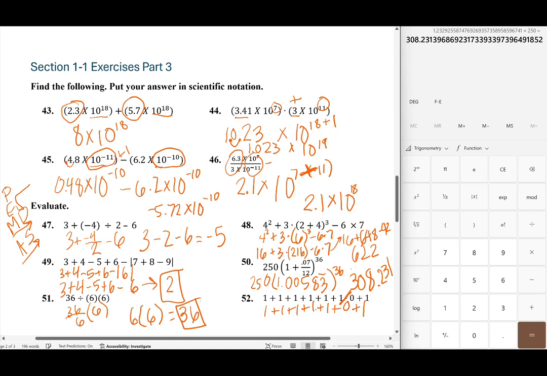1, 2, 3, 4, 5. Plus 0 is still 5, plus 1. Our total on number 52 is 6. And those are the exercises. Remember, if you need any help, talk to a tutor in the math lab or your professor. They can help you out with these as well.